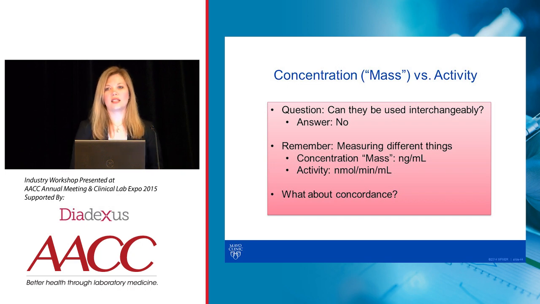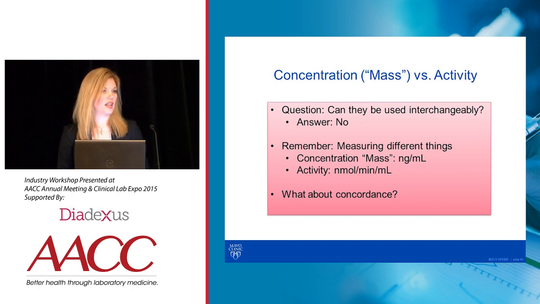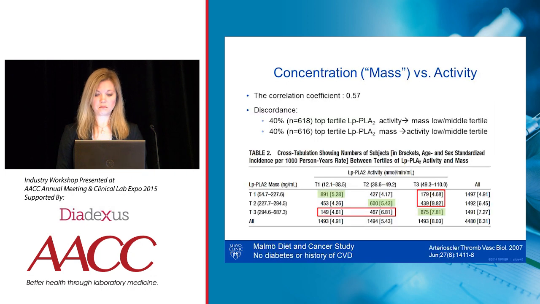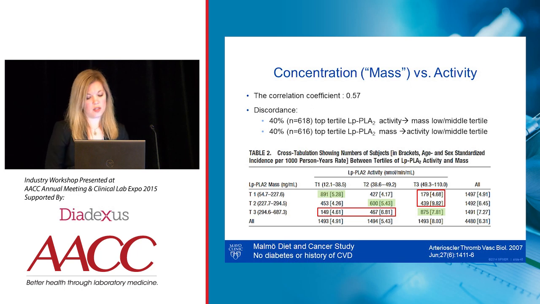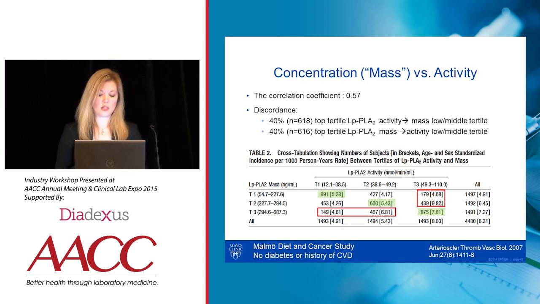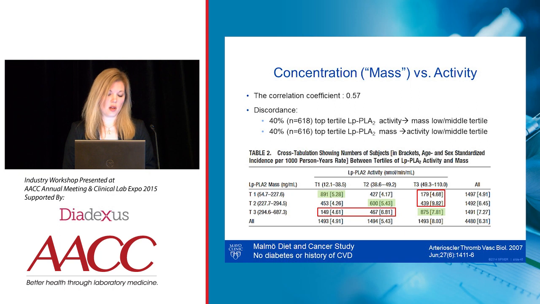But the real question we're asking here is, what about concordance of the data? If you have patients that are measured by both assays, what's the risk prediction utility of both of these assays? There are several studies that have looked at this. One of the nicest and clearly defined ones was published in 2007 using the Malmo Diet and Cancer study. This is, again, a primary prevention cohort, no diabetes or history of cardiovascular disease. The correlation coefficient in this group of patients was 0.57.